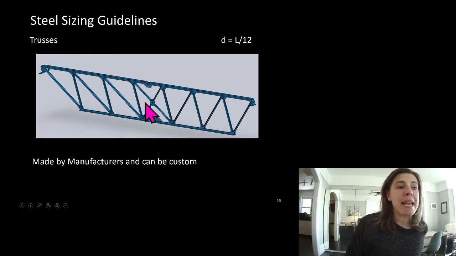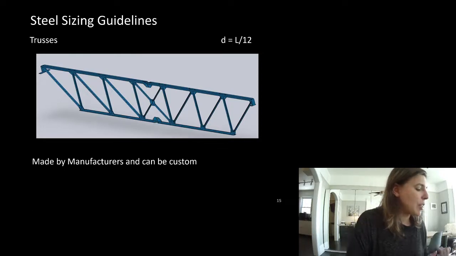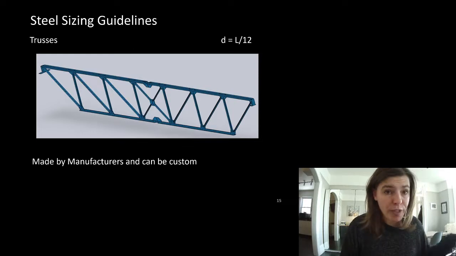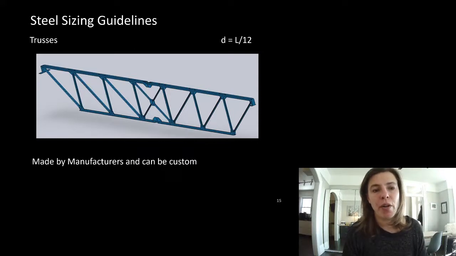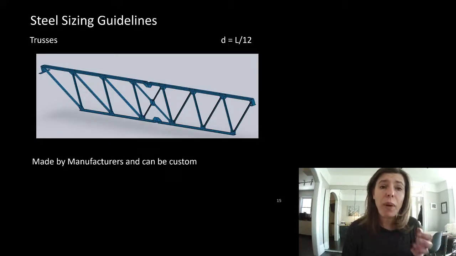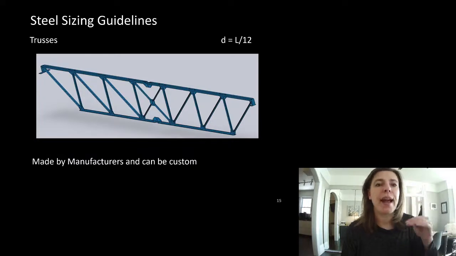Now, these are made by manufacturers and can be custom. By that logic, you could make them whatever depth you wanted, but we still tend to, on our drawings, make them at 50 millimeter increments. So that's what I'm going to be looking to see on any elements I give you. But if you were in a jam and you needed it at a very custom depth, you can do it with trusses because they're custom anyway.